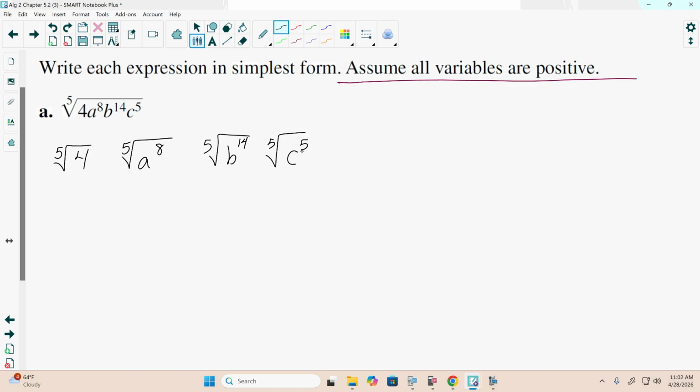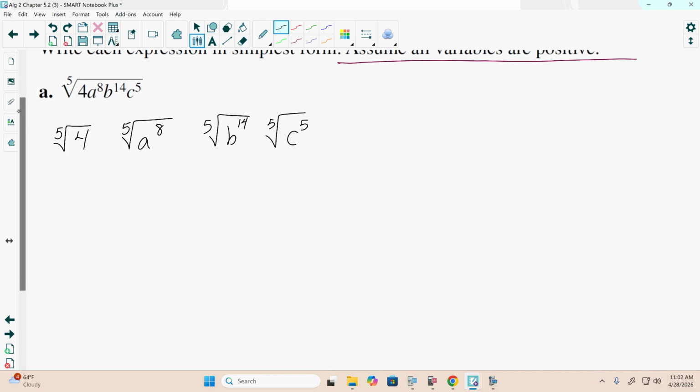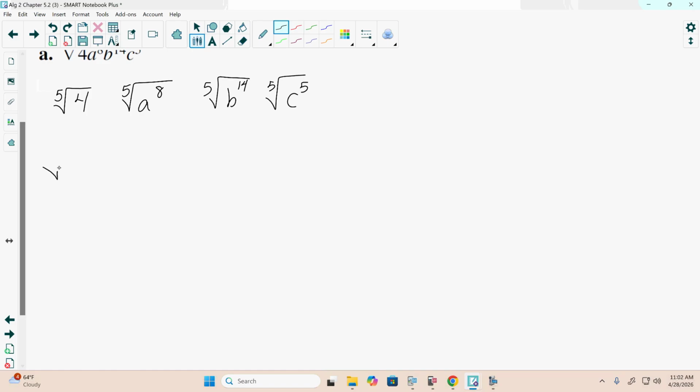Now, out of these 4 here, 2 of them are going to be nicer than the other 2. So the first one I'm going to look at is the 5th root of 4. At this point, we should know that the prime factorization or the factored form of 4 is 2 squared. So what we're looking at is the 5th root of 2 squared. Now, if I had 5 factors of 2, it and the 5th root would simplify out.